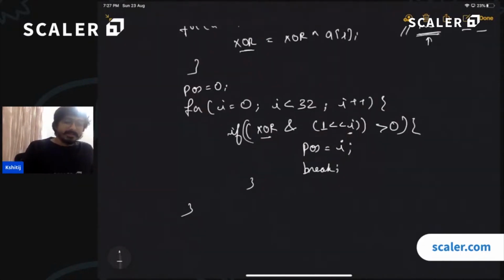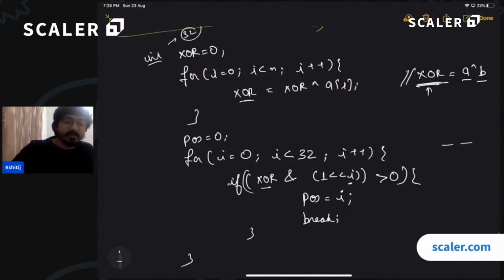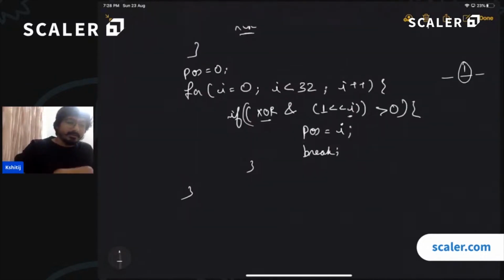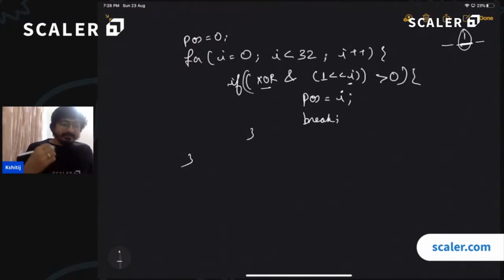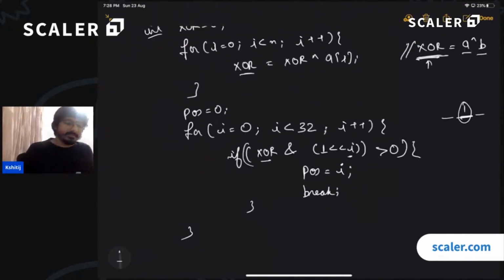So what happens till now? Till now we have the XOR, and we also know a position at which the XOR has a set bit. Now the next step is that we have to divide all these numbers based on this set bit. So how can we do that? And we have to divide all these numbers without actually using some extra space, right?